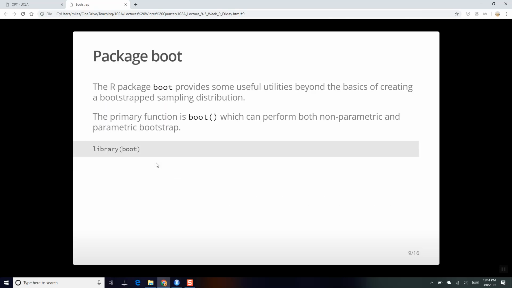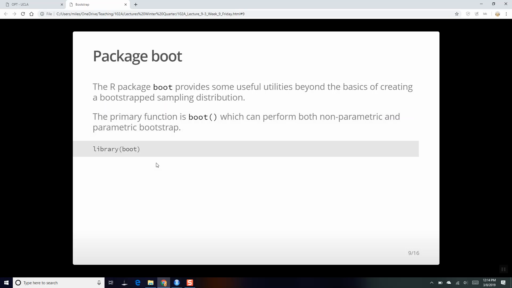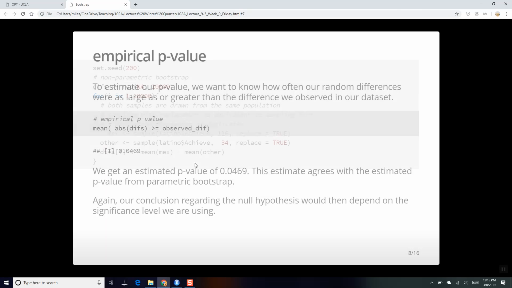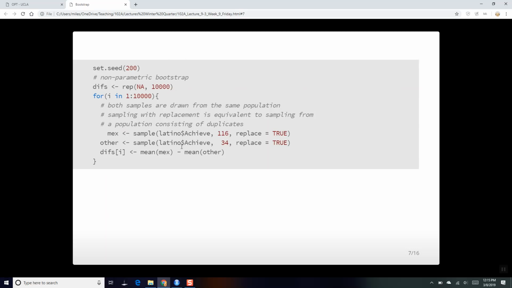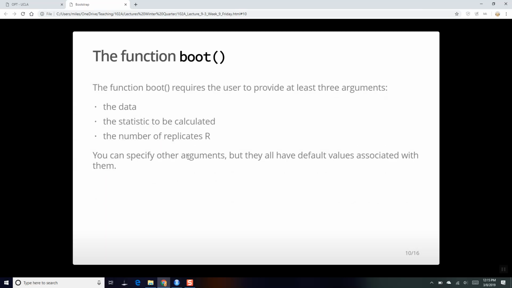but if you ever are in a situation where the statistic that you're going to calculate depends on more than one variable, you probably want to use package boot. So over here we're just looking at one column, the achievement level column, and so this is fine. Resampling from that column is no problem, but sometimes there might be a situation where you want more than one column to calculate your thing.